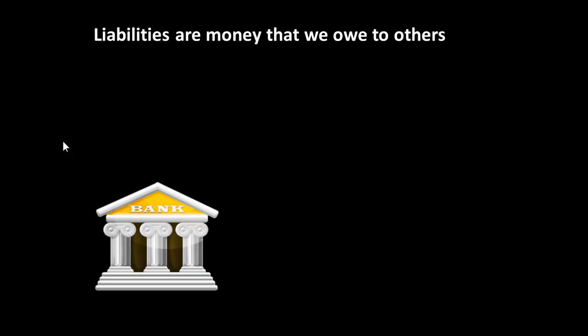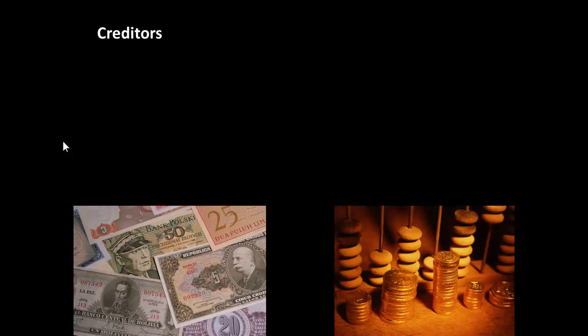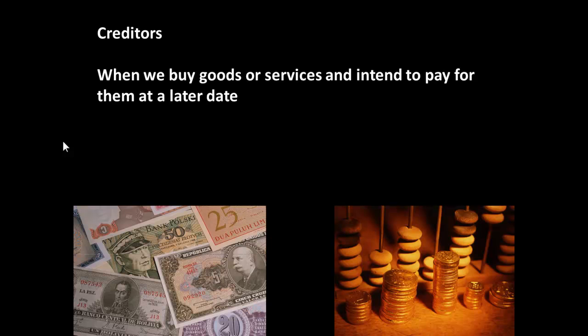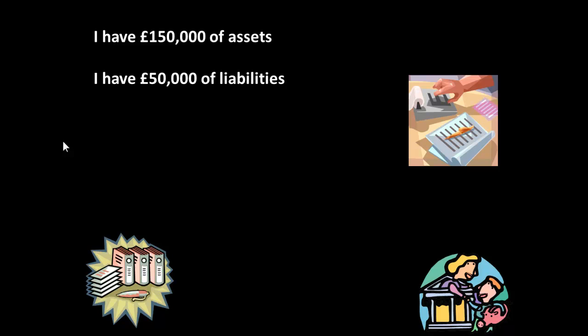The liabilities are the money that we owe to others. We may owe the money to the bank as a loan, as a mortgage, or as an overdraft. And if we owe money to others, then we have creditors, right? Those to whom we owe money. And those amounts are called liabilities.